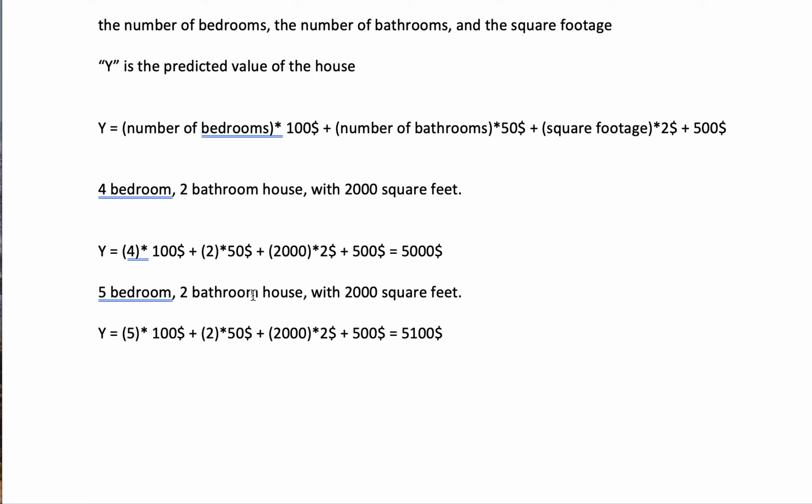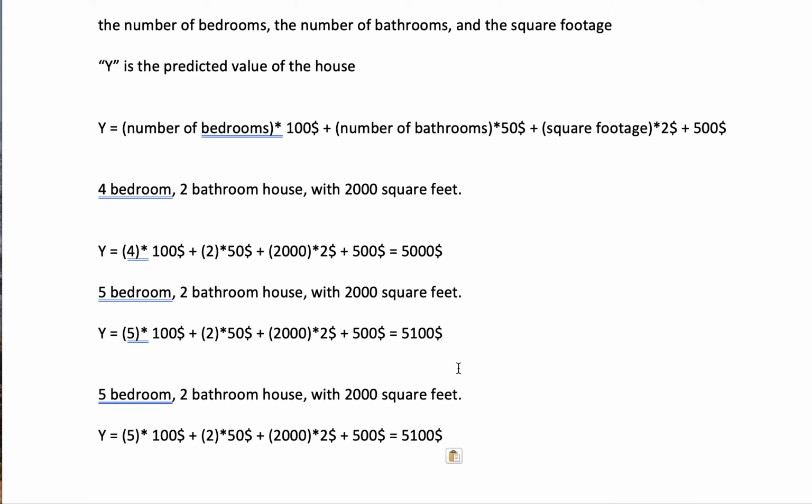So the predicted value of the house went up by $100 because there was one extra bedroom. And you'll see that the same thing happens with the number of bathrooms. If we add an extra bathroom, we would increase the price of the house by another $50. So let's do that. Let's take all of this and increase it by one more bathroom, and we have to put the number of bathrooms in here, right? Because we're following this equation. And this will give us 5150. You can pop that into a calculator if you need to.